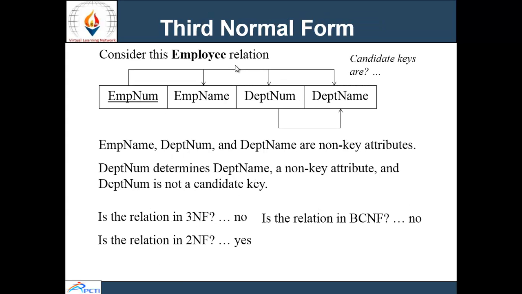Here you can see the employee relation that contains employee number, employee name, department number and department name, in which employee number is a primary key, and employee name, department number and department name are non-keys. Employee number is dependent on employee number. Similarly, department number is dependent on employee number, but department name is a non-key which is dependent on the department number. Means one non-key is dependent on another non-key instead of a primary key.